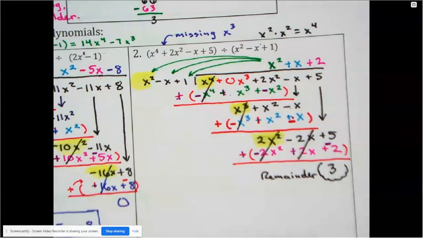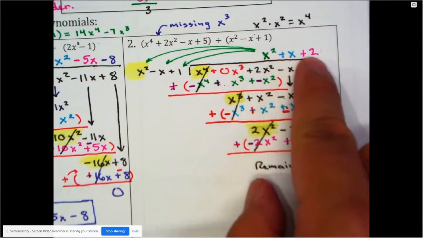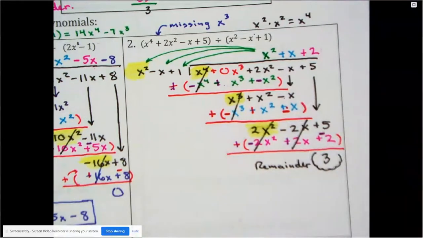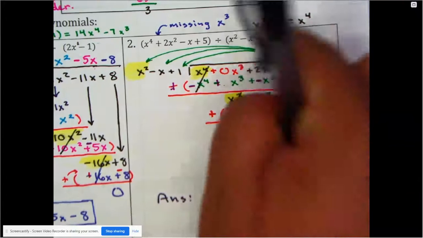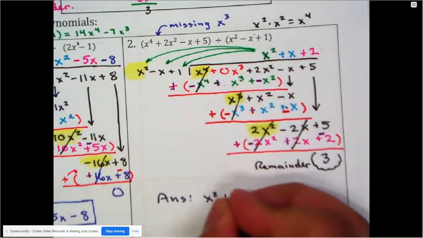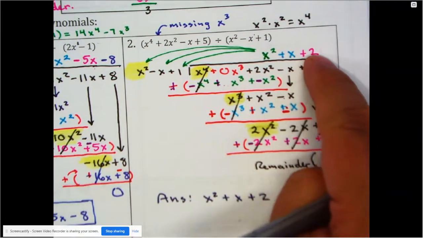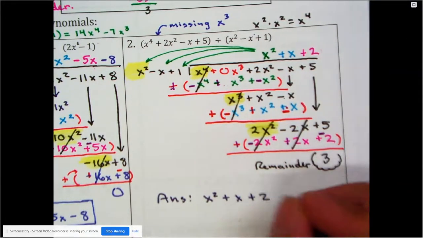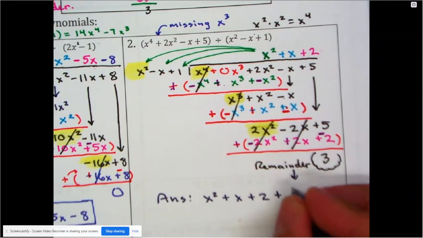So let's talk about how we're going to write our answer. Now remember, my answer's up here. There's my answer. That's my quotient for the most part. So look at how we write our answer. Our answer is x squared plus x plus 2. Again, I'm just copying what's on top. But here comes my remainder. We say plus, and my remainder is 3.